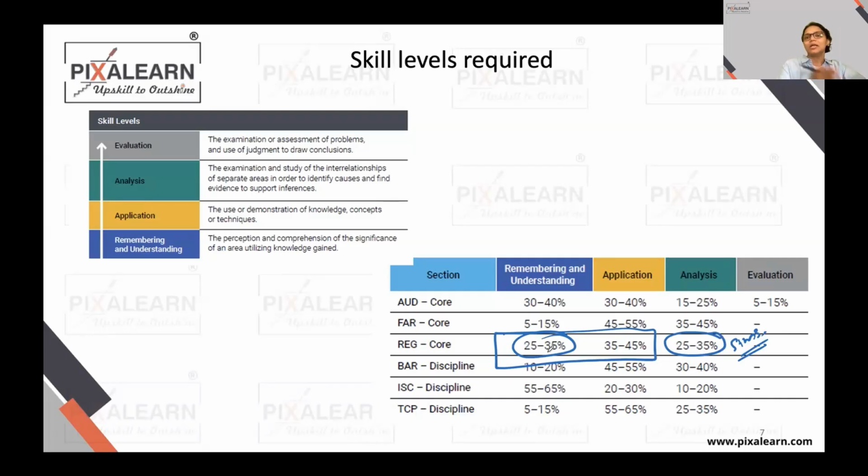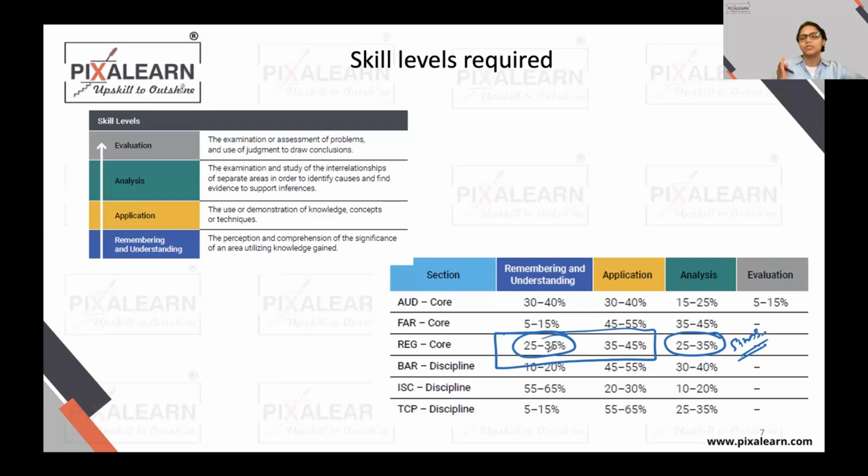So remembering and understanding an application is going side by side. It is not going separate. So you're roughly 70% prepared, even if you just attend the classes and do the questions. A little bit more once you start doing the analytical questions. So this is the easiest stuff that you're on.